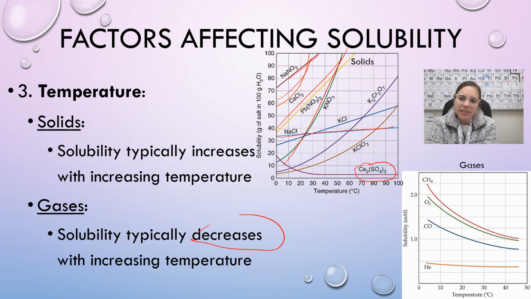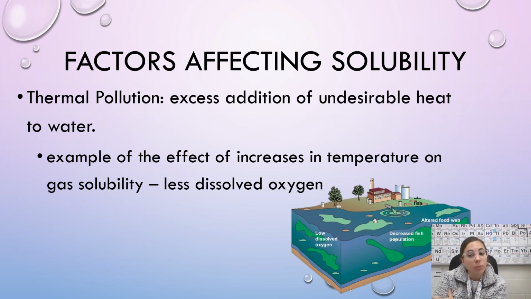So that kind of makes sense if we think about what do gas molecules do when they get more and more energy? They move faster. And so they have enough energy to escape whatever they're dissolved in. So a good example of this is thermal pollution. This is what happens and causes loss of aquatic life, like fish and other populations of aquatic animals and plants, around power plants. So this increase in temperature in that area causes a decrease in the level of dissolved oxygen, which causes a problem for aquatic life. So just a good real life example.